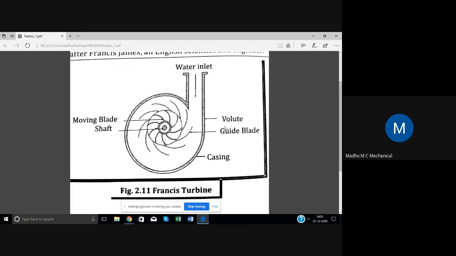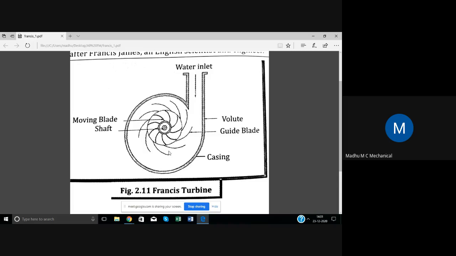So what is the difference between Pelton turbine and Francis turbine? Pelton turbine has a nozzle, Francis turbine does not have a nozzle. Pelton turbine is an impulse turbine due to the impact or kinetic energy of the water, whereas Francis turbine is a reaction turbine and depends on the pressure energy of water. These two are very important things. Third one, sorry, in the Pelton turbine you have tangential flow of water, whereas in the Francis turbine, it is radial flow of water.